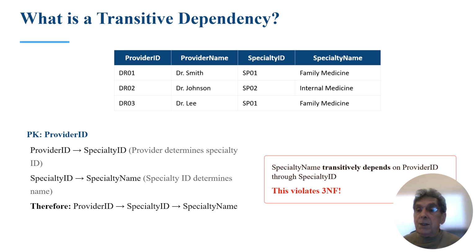The issue is that specialty name is a fact about specialties, not about providers. It's in the wrong table. The dependency diagram would show provider ID goes to specialty ID goes to specialty name. That middle arrow between the two non-key attributes is the transitive dependency we need to eliminate.